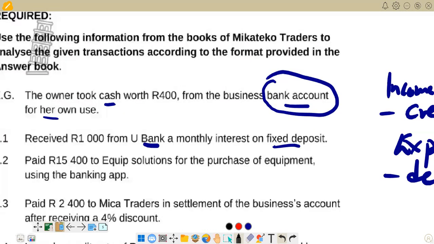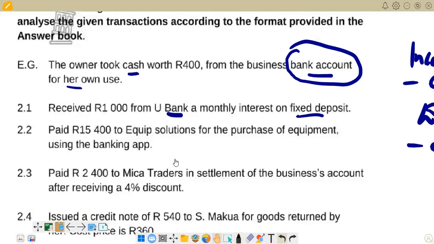Then you go there and look at the next transaction that we have. So you see that we are now on 2.2. 2.2 reads: paid 15,400 rands to Equip Solutions for the purchase of equipment using the bank app. So we try to identify the two accounts that are being affected there. Remember, we are paying using bank.